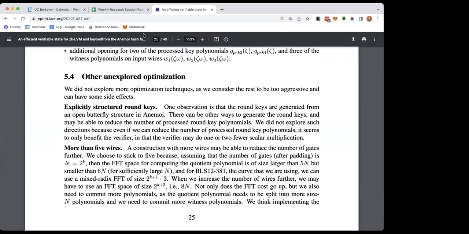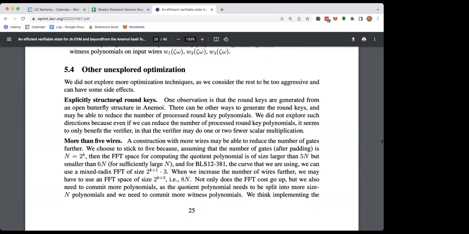We also discussed an idea that people may have: what if you want to use more wires? What is the overhead with that? We also mentioned that the round constants in our system are fixed into a few polynomials. But we know the round constants also have some structure, and we have been thinking about whether you can leverage that. Our idea is that probably it's not worthwhile.